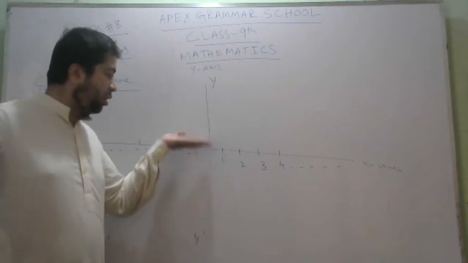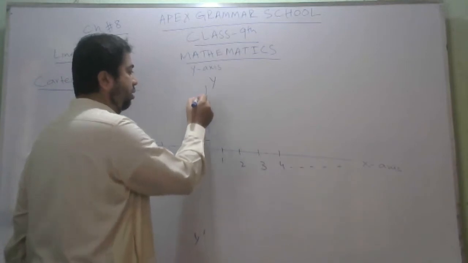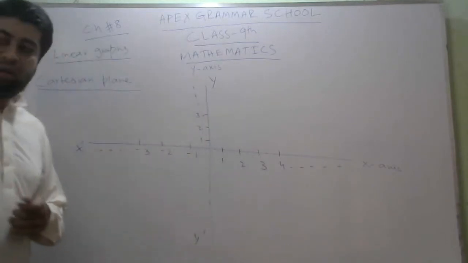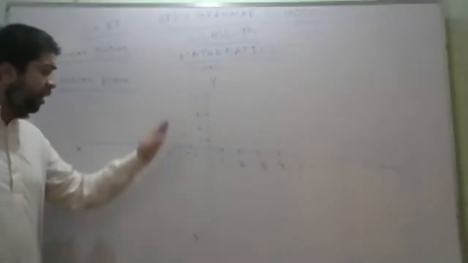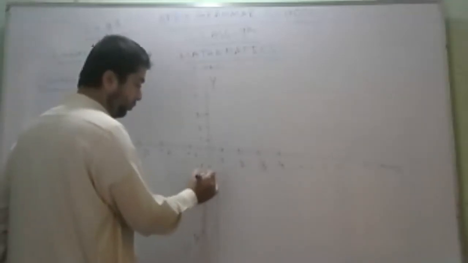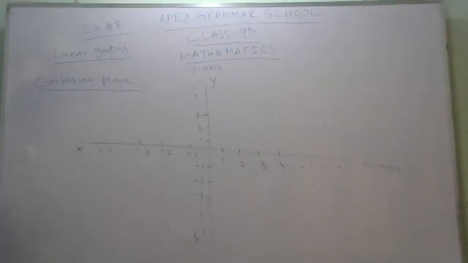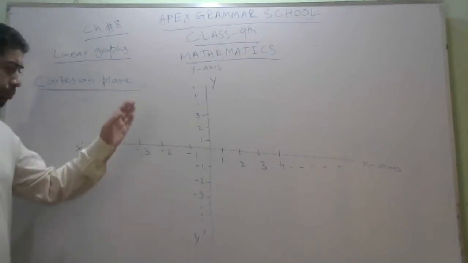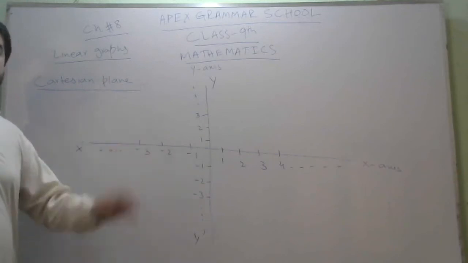Similarly, on the above side, +1, +2, +3, and so on. These values lie on the y-axis, and below this are negative values. So these are some basic rules through which we can plot the graph.